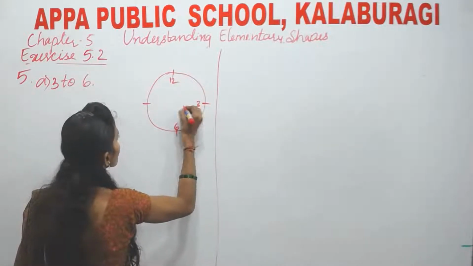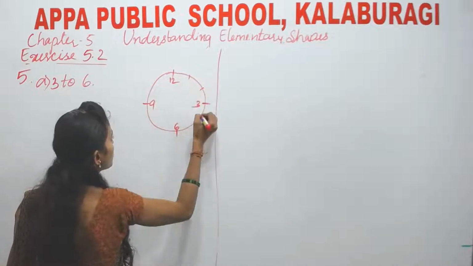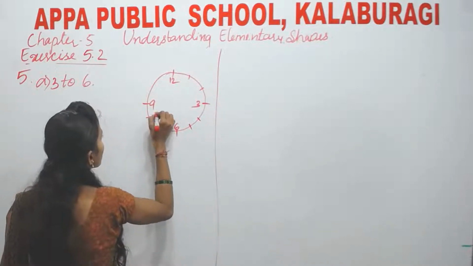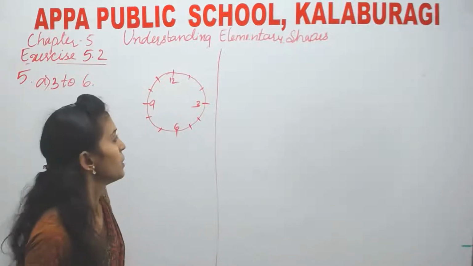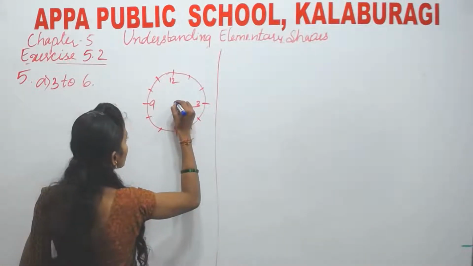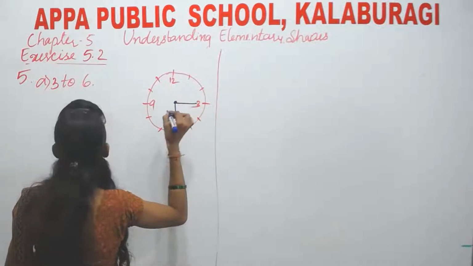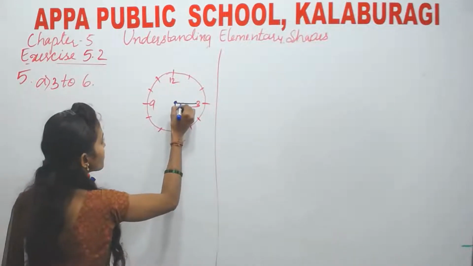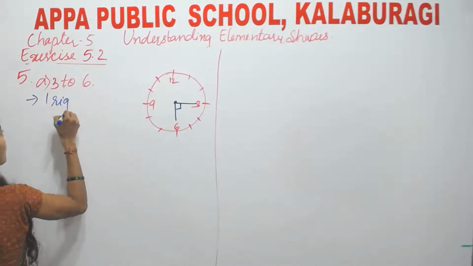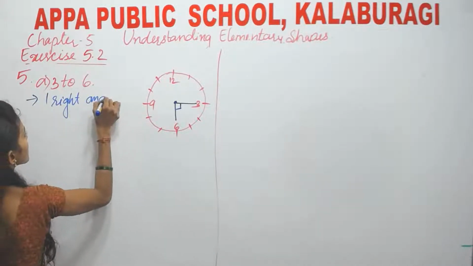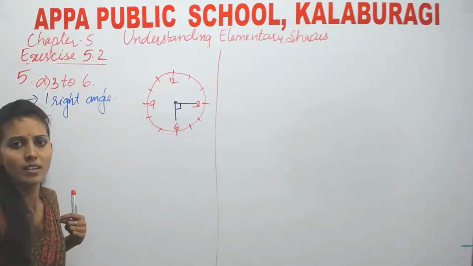12, 6, 3, 9. This is 1, 2, 4, 5, 7, 8, 10, 11. Right? Yes. From 3 to 9, 3 to 6 they give. How many right angles? Only one. That is the only answer. One right angle. Over. So simple, isn't it?